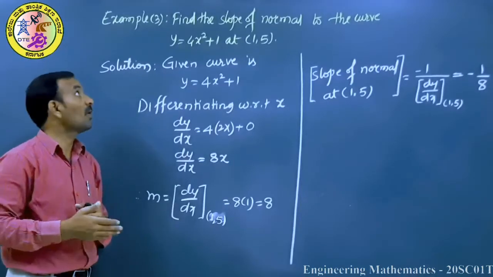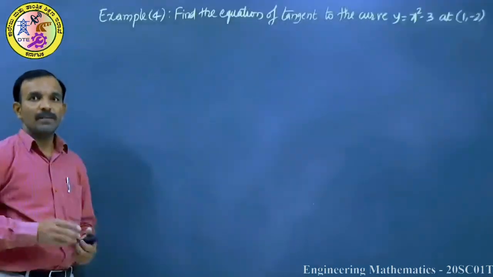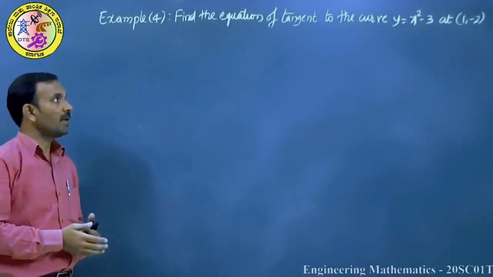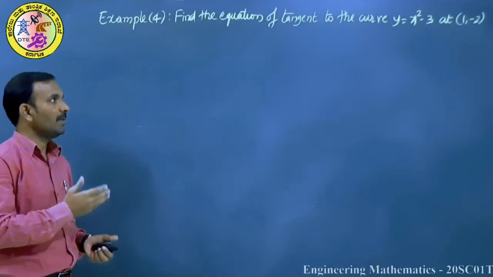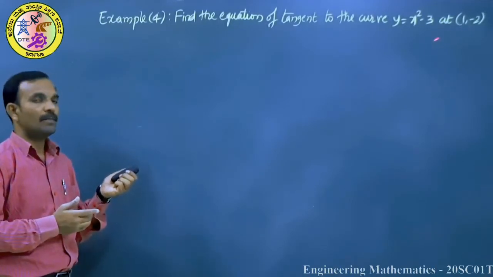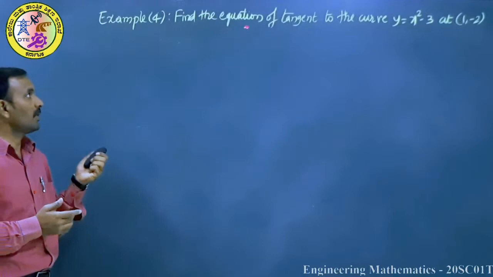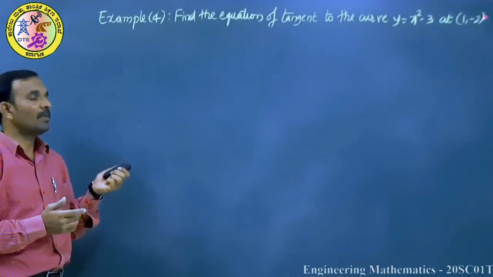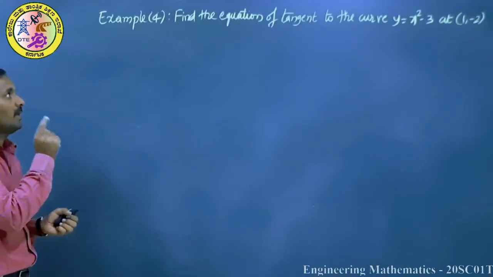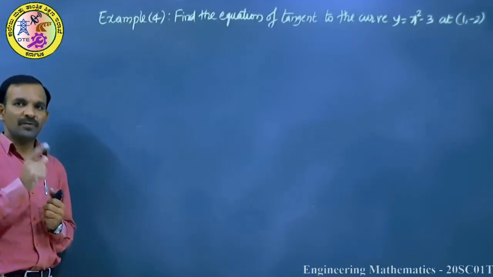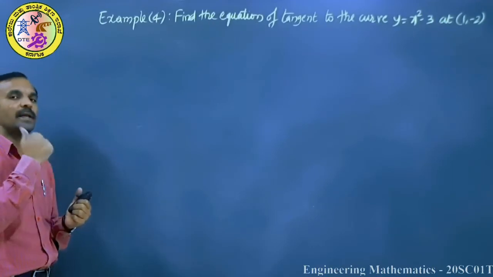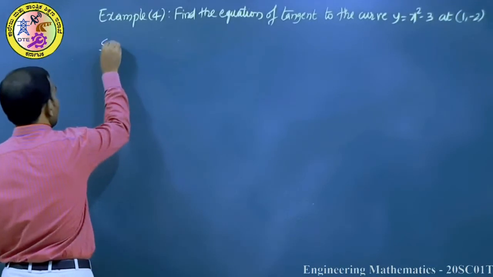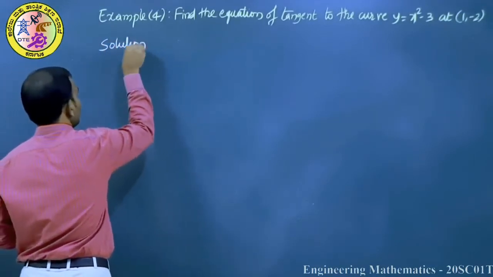Next, we move to example number 4. Example 4 is: find the equation of tangent to the curve y equal to x square minus 3 at (1, -2). The question is the equation of tangent. First you have to find the slope of tangent, then the equation of tangent. Now start the solution by taking the given curve.